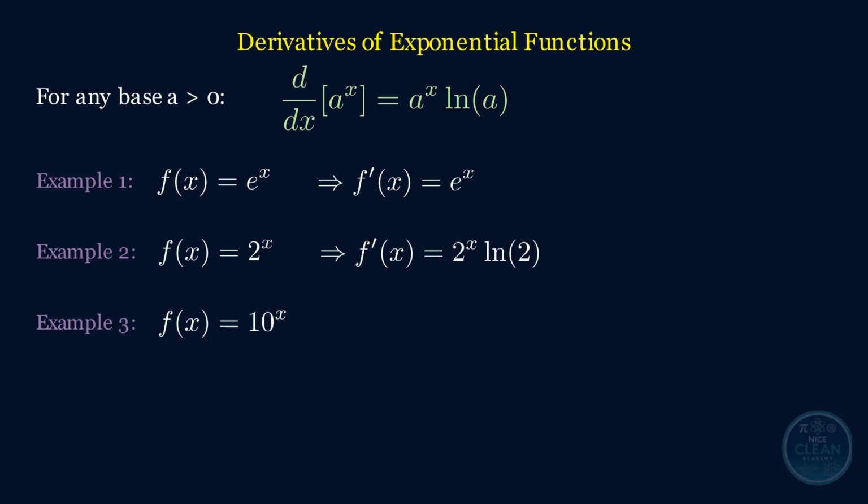Similarly, for 10 to the power of x, we keep 10 to the power of x and multiply by the natural log of 10. See the pattern? We're always multiplying by the natural logarithm of the base.